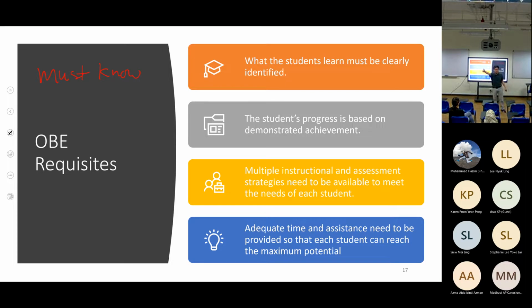Very good. Principle of OBE. Ada berapa? Steady one for which one? The first part, the first component. 3, very good. 3, not too bad lah.